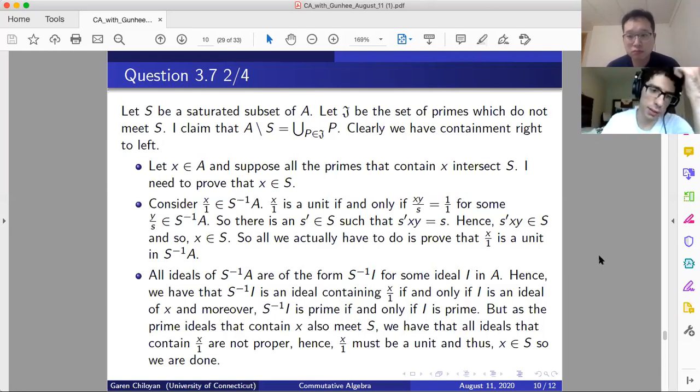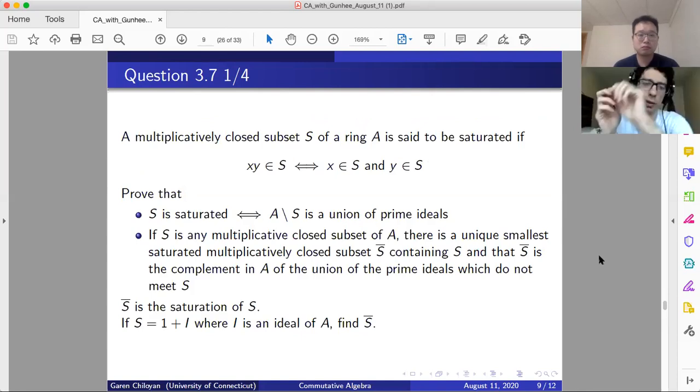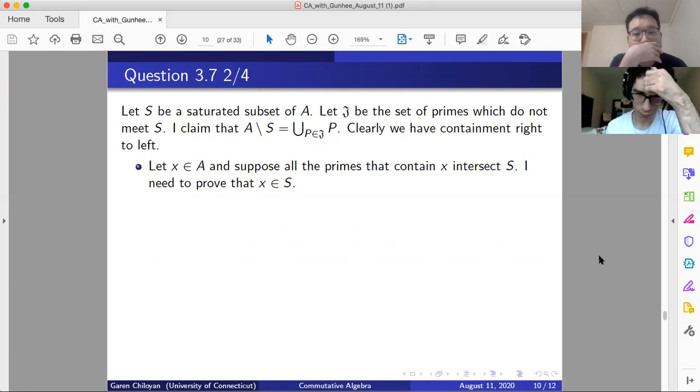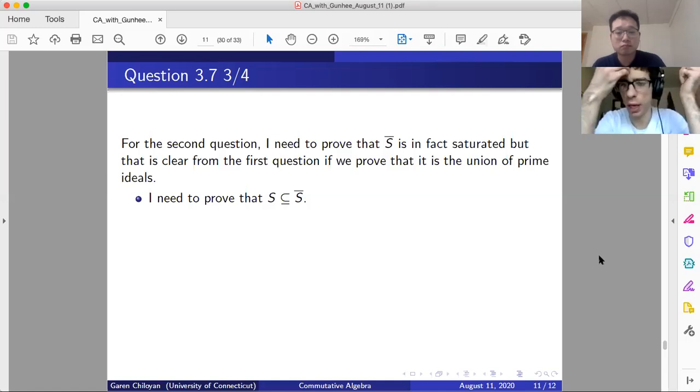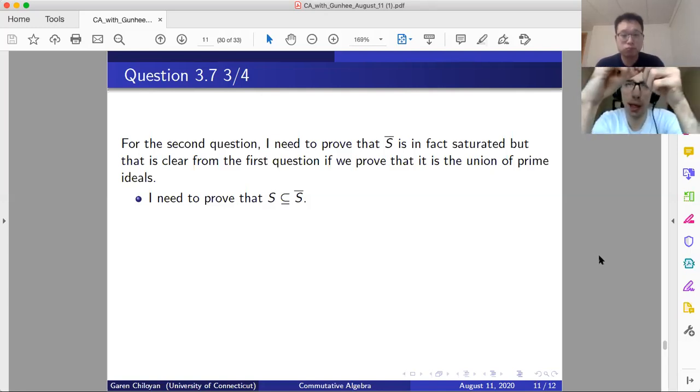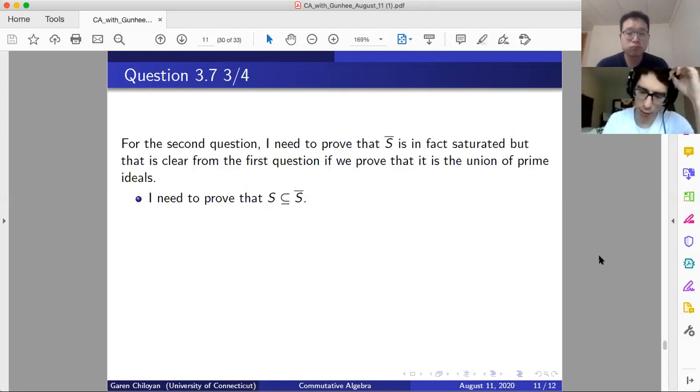So let's move on to that second question. To review the second question, it's a little bit more complicated. How do we construct the saturation, and how do we characterize it? For the second question, I just need to prove that S bar is in fact saturated. But that is clear from the first question if we prove that it is a union of prime ideals. So first of all, look at the ideal S bar. I need to prove that it contains S. That's one of the things it said.